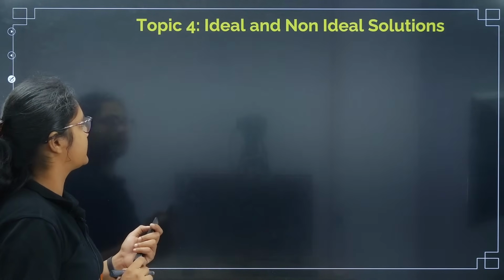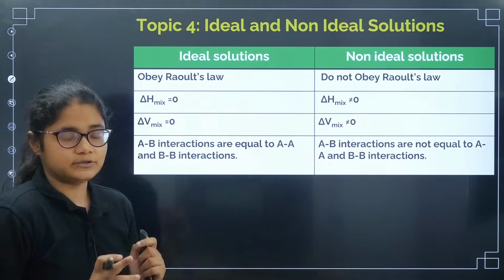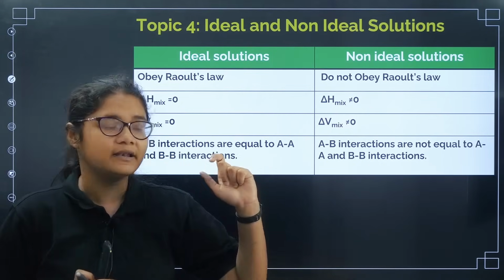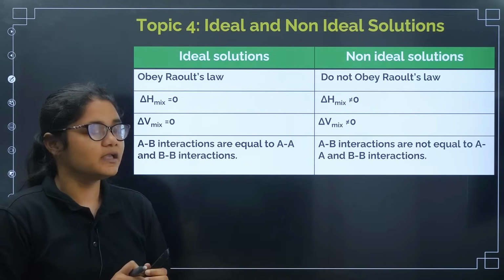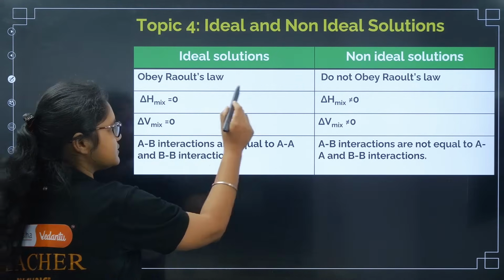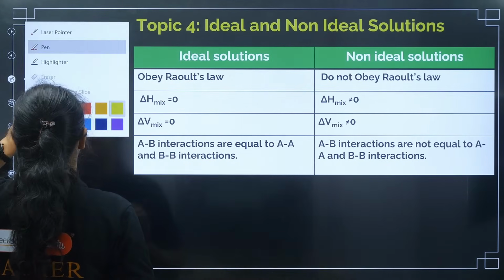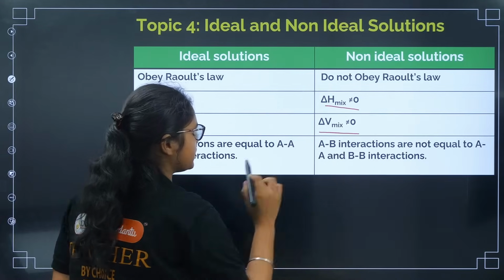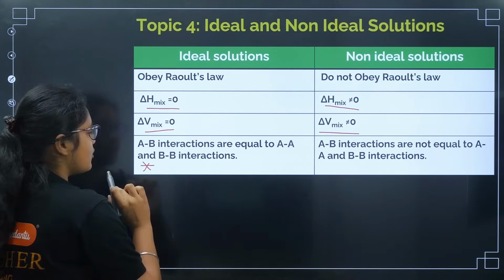Now let us go to the next one. Ideal and non-ideal solutions. This is very important, students. Questions are asked from here. Graphs are given and they ask about the interactions. You have to remember that they obey Raoult's law, or do not obey Raoult's law. Delta H mix is equal to 0, or not equal to 0. V mix is equal to 0, or not equal to 0. This point is very important.